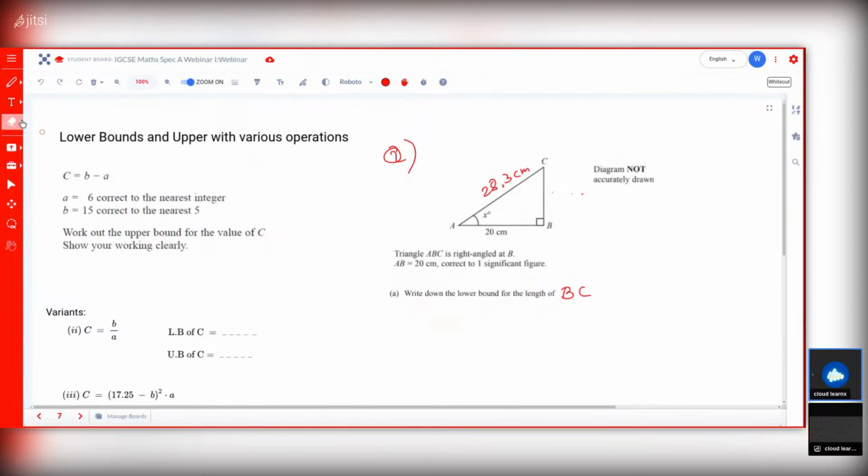And let's say 28.3 centimeters for AC is rounded to 3SF. So it's correct to 3SF. This length over here is correct to 3SF. Take a moment, see if you can figure this out. In the meanwhile, I'll add what the student did, which is very interesting. So let's have a look.